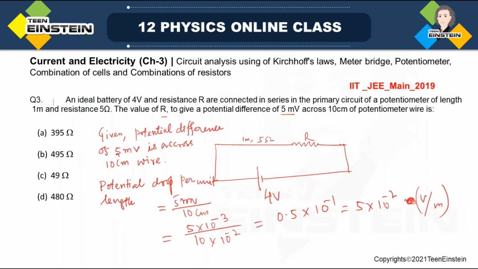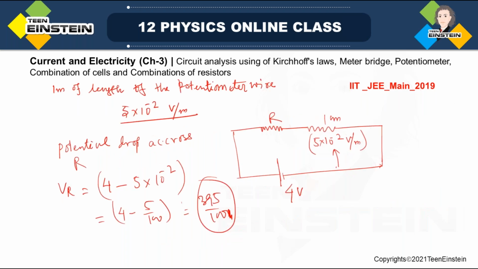Now you have to find out what is the value of R. So we can now write VR is equal to IR, if the current through the circuit is I. Then we can actually find out what is I, which is V by R total.